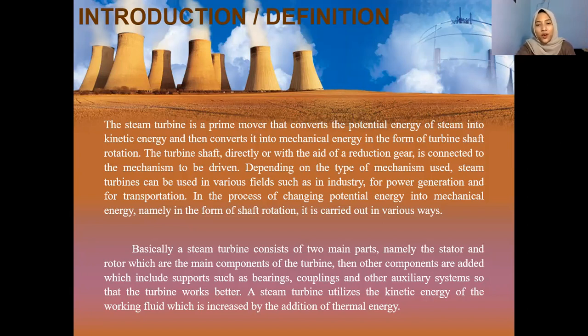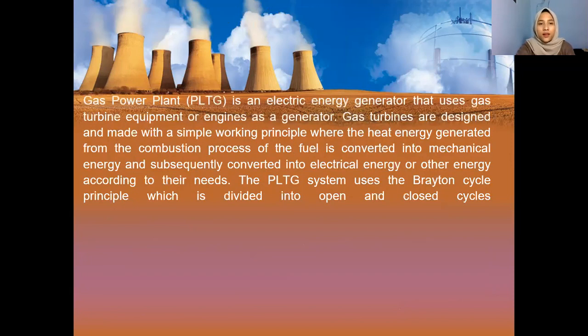Basically, a steam turbine consists of two main parts, namely the stator and rotor, which are the main components of the turbine. The other components include supports such as bearings, couplings, and other auxiliary systems so that the turbine works better. A steam turbine utilizes the kinetic energy of the working fluid, which is increased by the addition of thermal energy. PLTG is an electric energy generator that uses gas turbine equipment or engines as the prime mover.